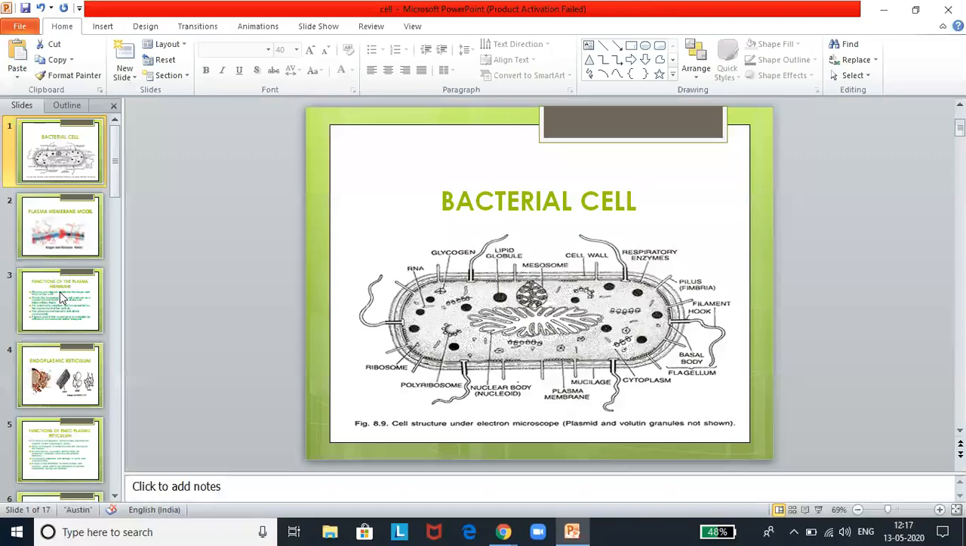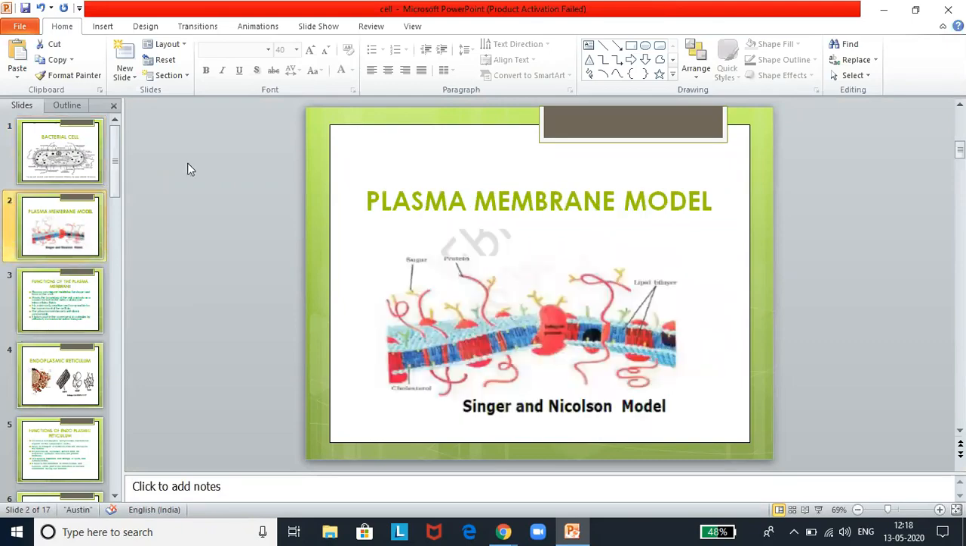Now let us look at the functions. First, the cell membrane. All cells are bounded by a thin delicate structure called the plasma membrane. It is living and selectively permeable. Though different models have been proposed for the plasma membrane, the one put forth by Singer and Nicolson is widely used because it explains both the structure and function of the plasma membrane.